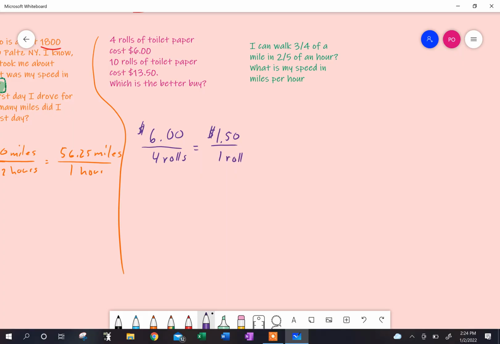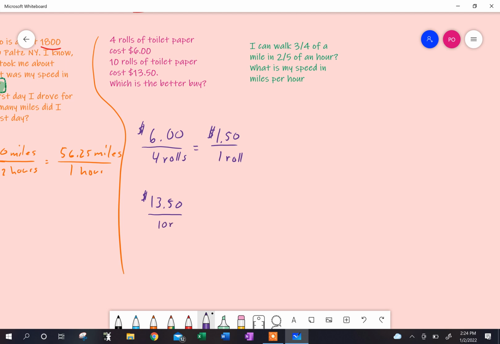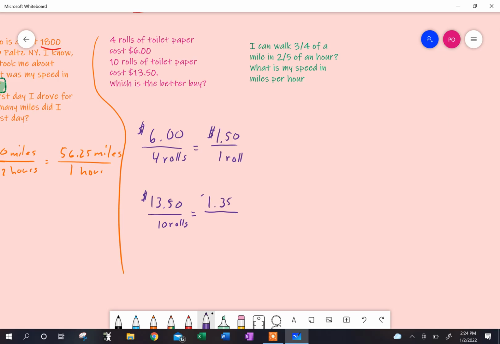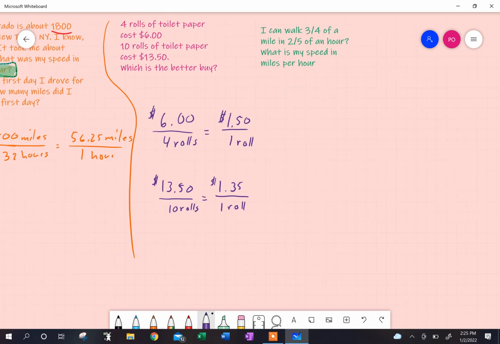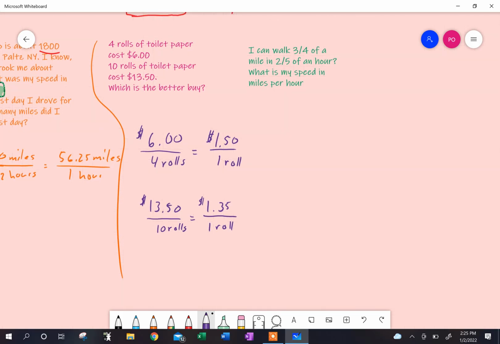All right, well, now let's take a look at the other option. I could pay $13.50 for 10 rolls, but if you divide $13.50 divided by 10, you're going to get $1.35 per 1 roll. Now, whether or not you buy 10 rolls or you buy 4 rolls is completely up to you. The reality is, if you don't use that much toilet paper, you might not want to store 10 rolls, so maybe you will just buy the 4 rolls. Who knows? I can't make those decisions for you. That's up to you.